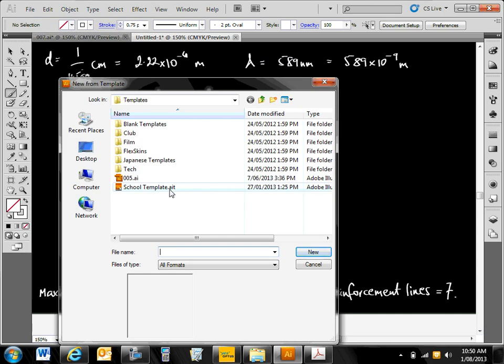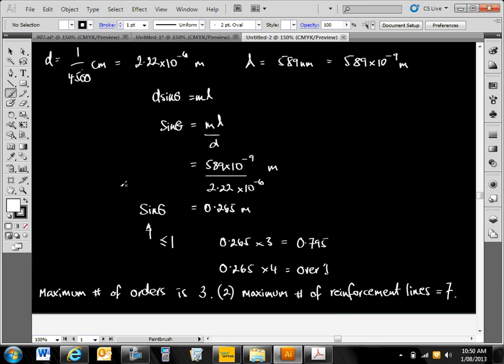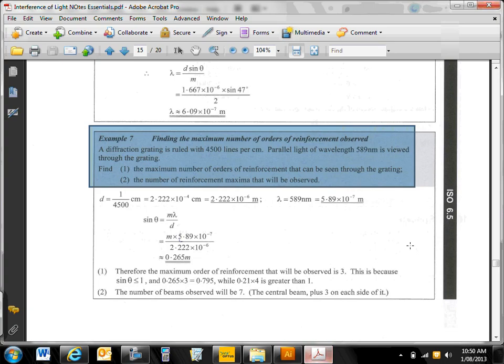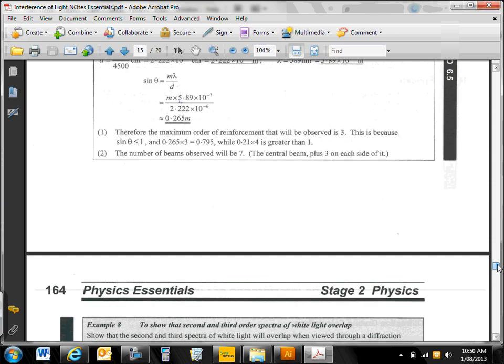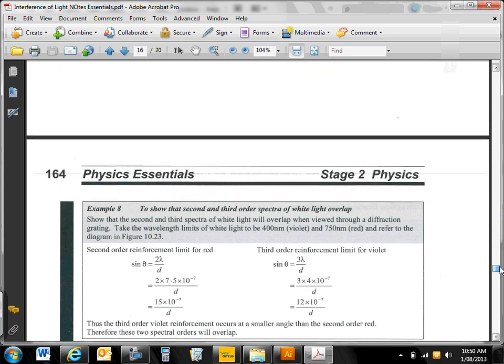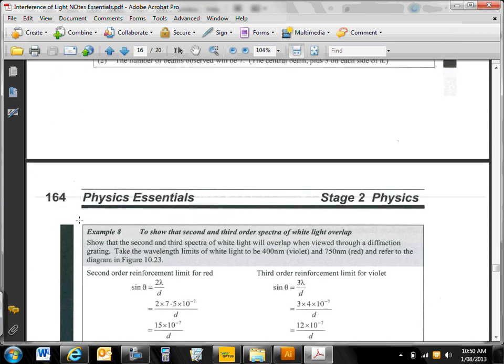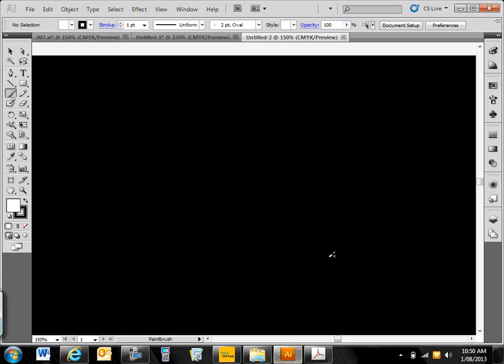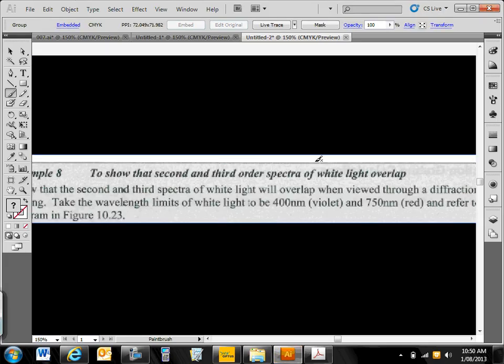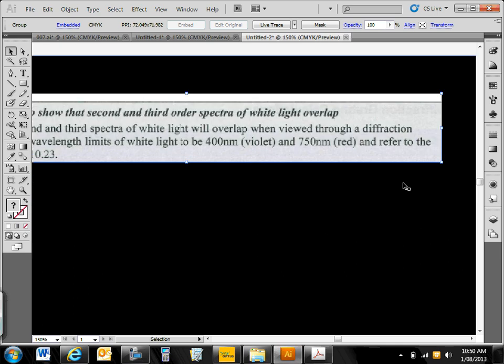One more question. If nothing else, we can prepare for the next lesson. Actually, I think there's 2 more. Yes, there's 2 more. Example 8. Have a think about this.